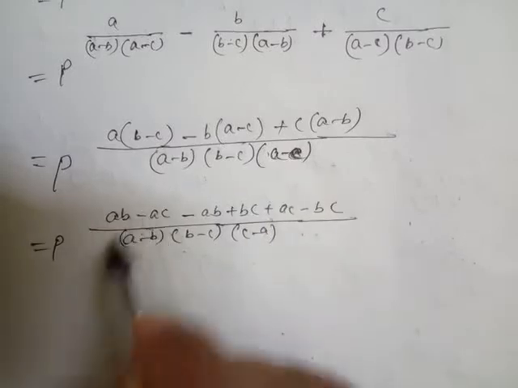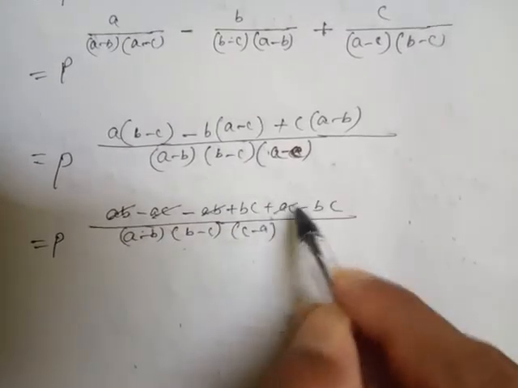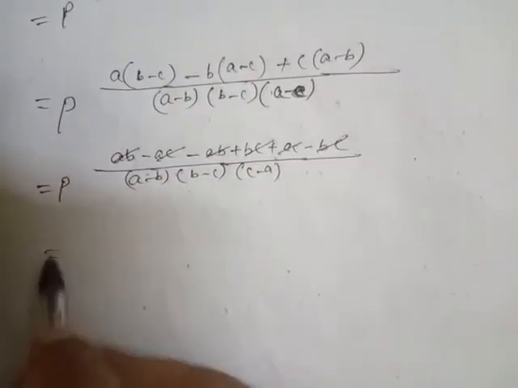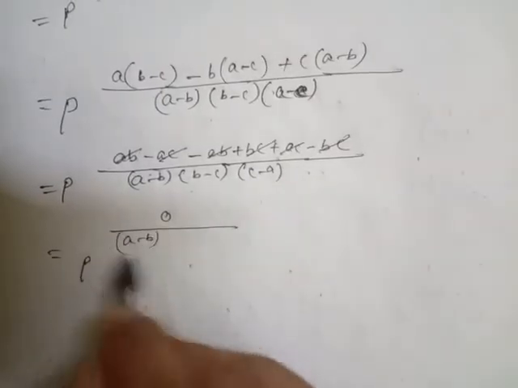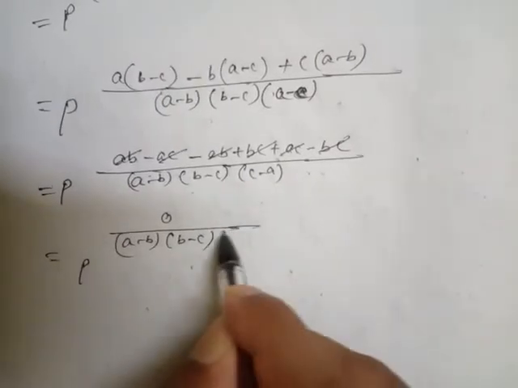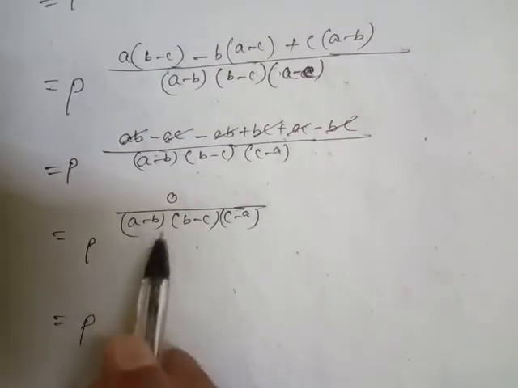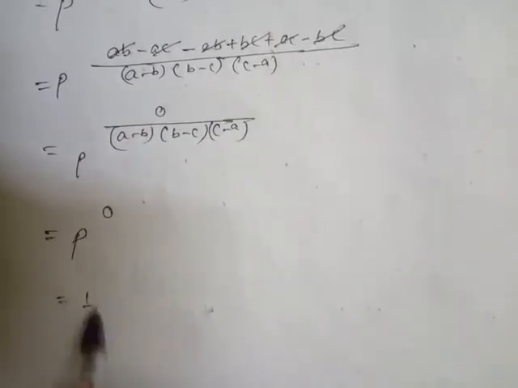Now look here, ab and ab cancel, then ac cancels, then bc cancels. So the answer would be p to the power 0 by (a minus b)(b minus c)(c minus a). And the next part we'll write that p to the power 0 by this value means 0, p to the power 0, and p to the power 0 is equal to 1.